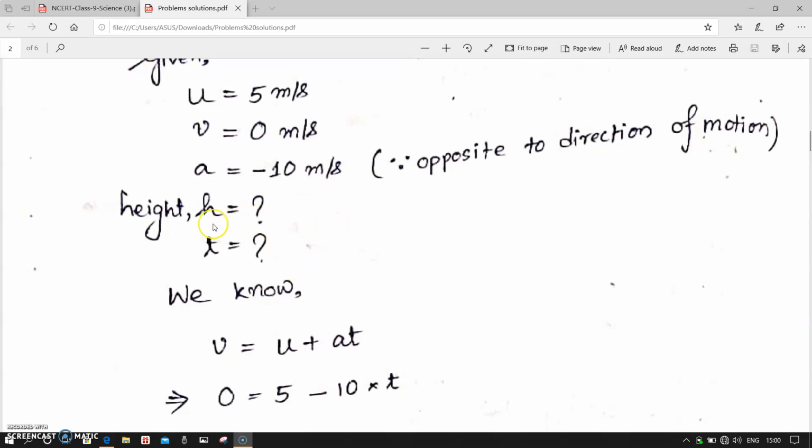In this case, for time you use v equal to u plus at. For height you can use v square minus u square equal to twice as. So you can use the third equation and first equation of motion so as to find these two parameters. I have done it in a different way. I have found time first, then I have used the second equation of motion to find the height. How? Let us look at this.